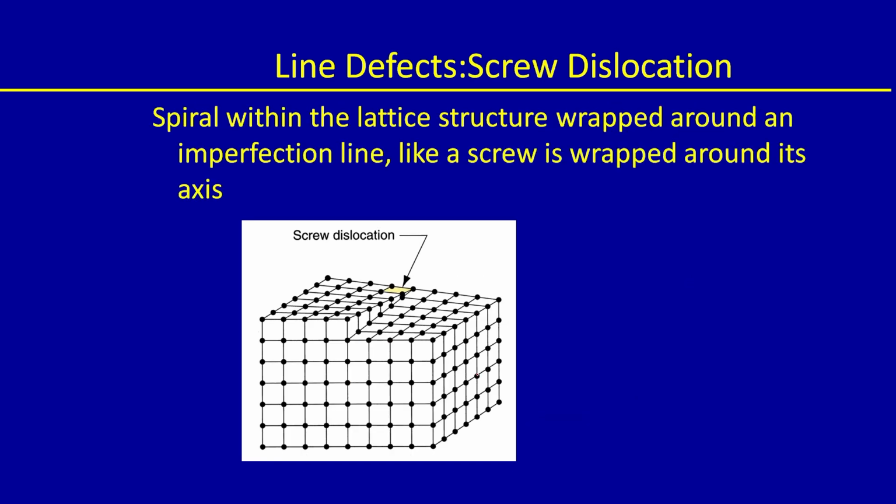And screw dislocation is basically just like a spiral within a lattice structure wrapped around the imperfection line. It is just like a screw. If you take a screw and put it inside wood, that is what it will look like. It is a screw moving inside a crystal. So, if you look from this side, it looks like a screw.